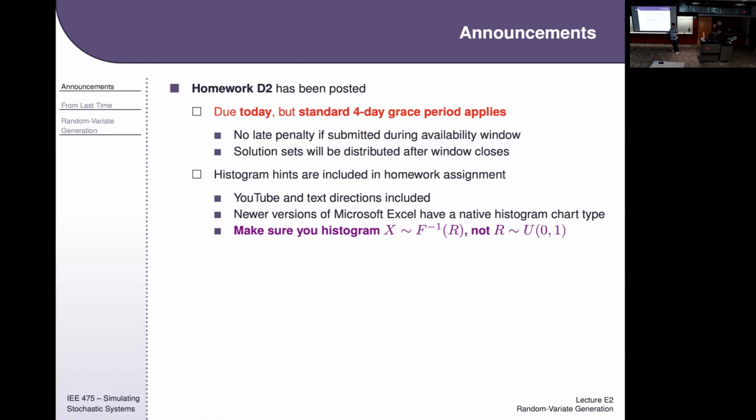But when you histogram, this is the really important thing, make sure you histogram your random variate and not the random numbers. If you get a uniform distribution out, a flat histogram across many, many bins, then you're probably histogramming the wrong column in your Excel spreadsheet, assuming you're using Excel to generate these variates. So make sure your histogram has some shape to it. If it looks flat, you might be getting the frequency distribution of the wrong thing.